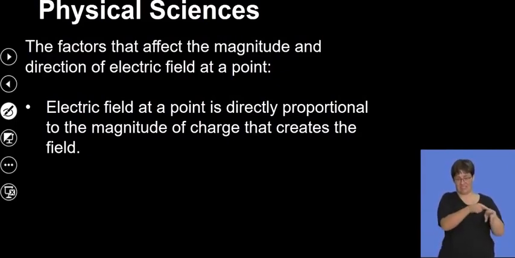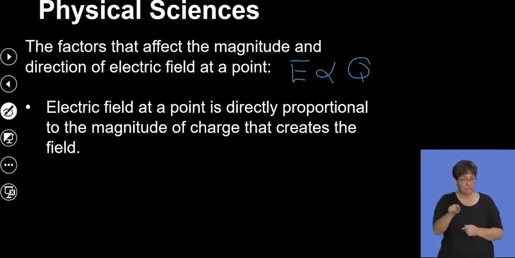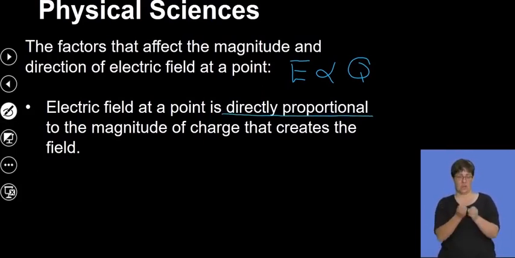So we are saying that E is directly proportional to the magnitude of the charge, provided we keep the distance from the surface of the charge that creates the field constant. So when we increase the amount of charge, we use a charge that's bigger, so the value of E will also increase. Electric field at a point is directly proportional to the magnitude of the charge that creates the field.